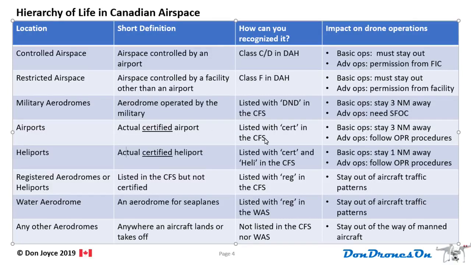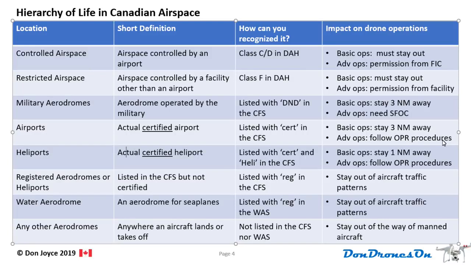So how can you tell if an airport is certified? Well, in the CFS, it's listed with the word CERT, or the abbreviation CERT, in its operating section of the listing. Basic operations, you must stay 3 nautical miles away. If it's an advanced operation, you have to follow the operator's procedures. OPR stands for operator, by the way.